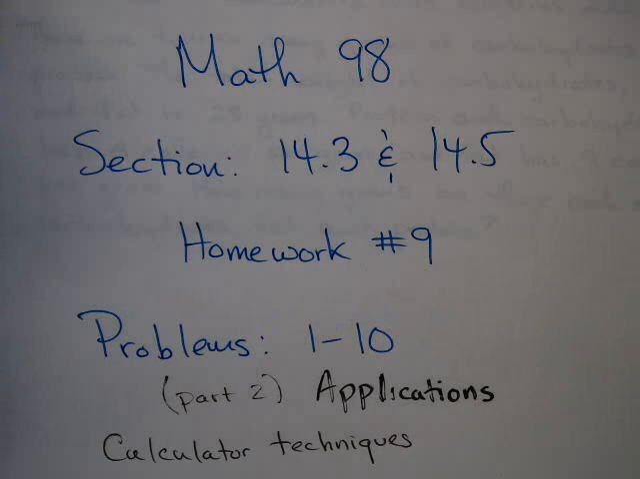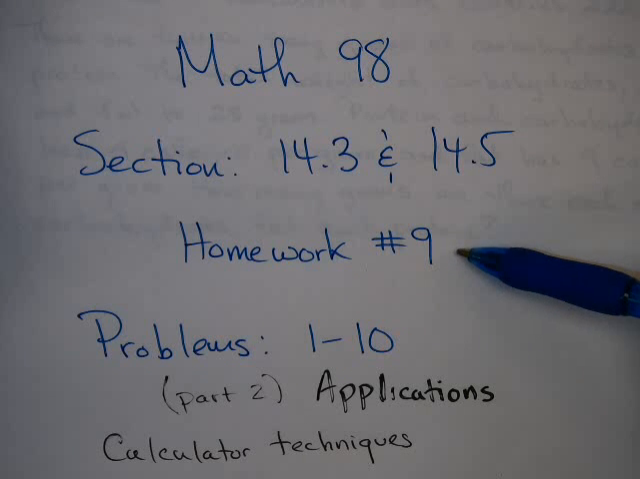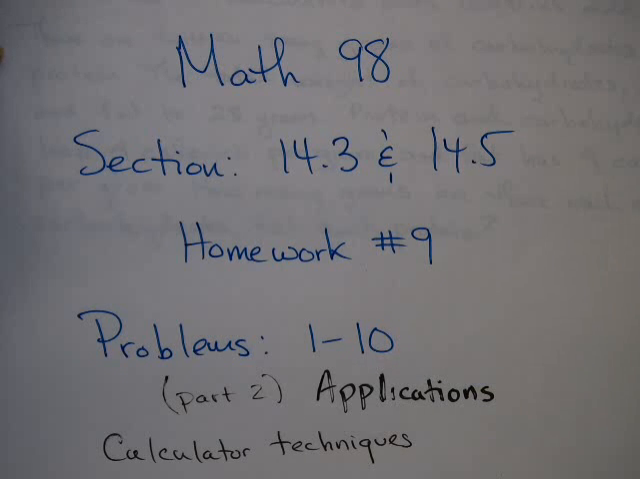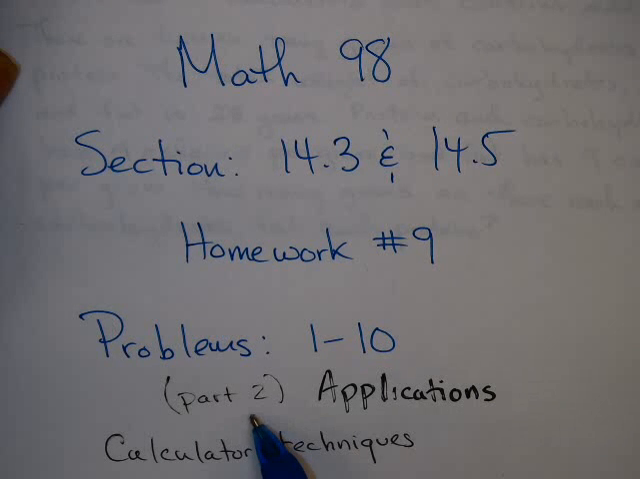In this video for Math 98, we'll be covering problems from section 14.3 and 14.5. These cover problems on homework 9, and these problems are like problems 1 through 10 on the homework. In particular, this is a continuation of the last video, and we're going to look at application problems involving systems of three equations with three unknowns. I'm also going to show you some calculator techniques that make this process a little easier.